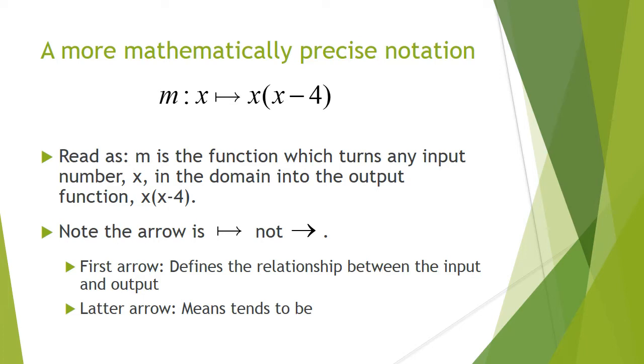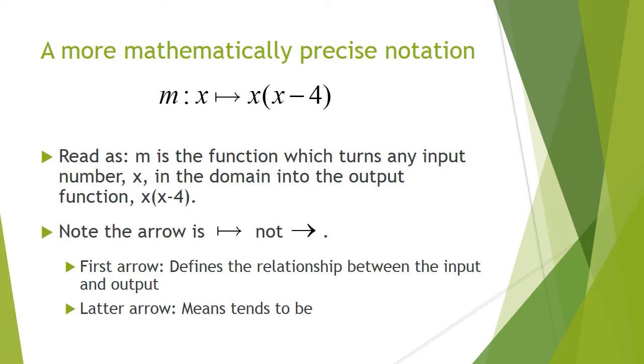So here's how we would read this. m is the function which turns any input number x in the domain into the output x times the quantity x minus 4. Very long notation. But you can see with the colon that you're talking clearly about function m. The x appears before the arrow, and that tells you that that's your input. So a little more concise.